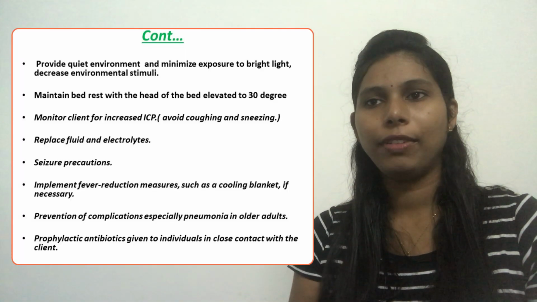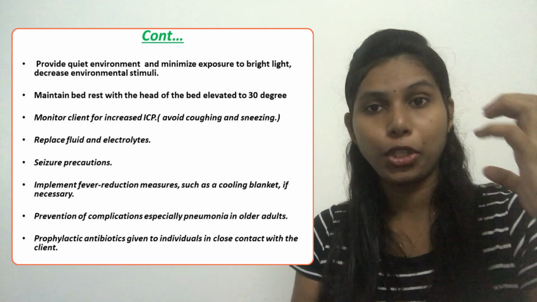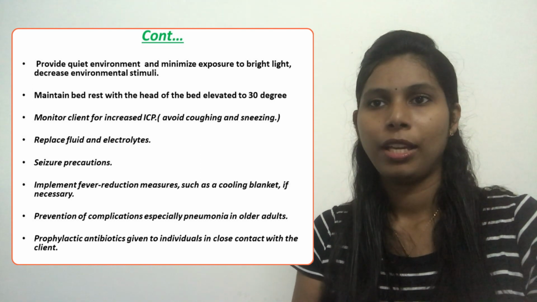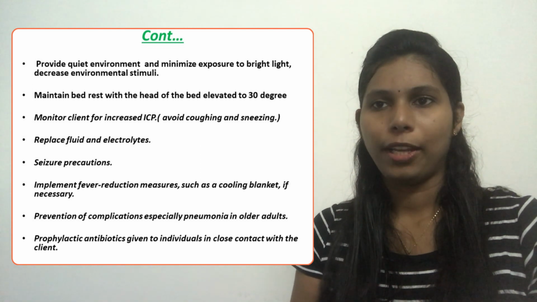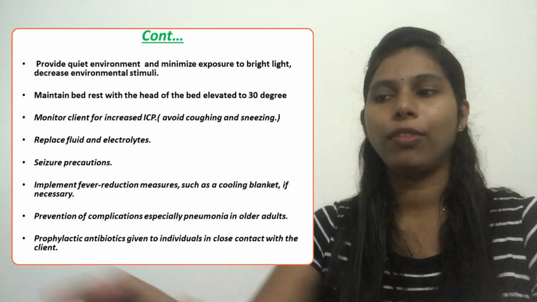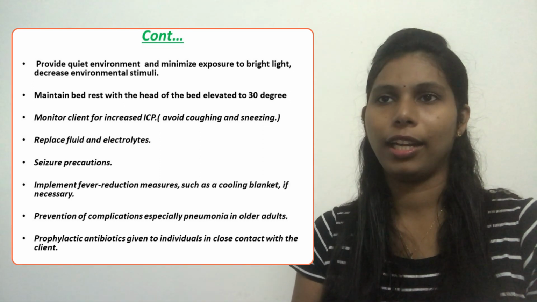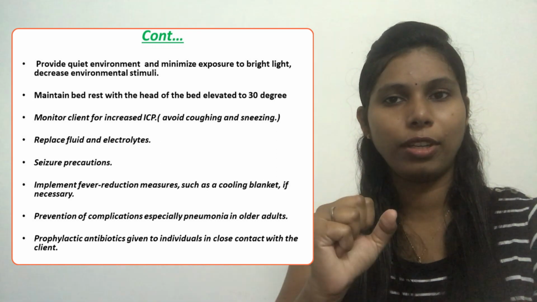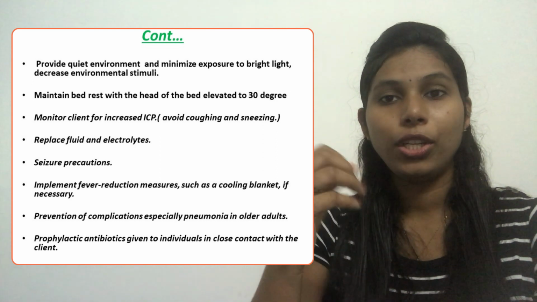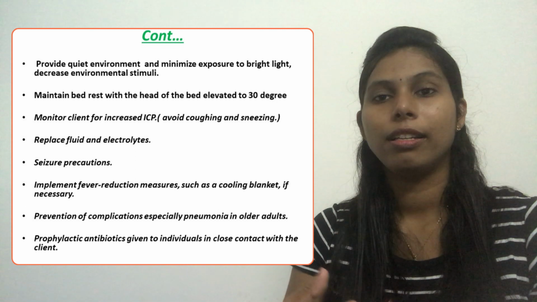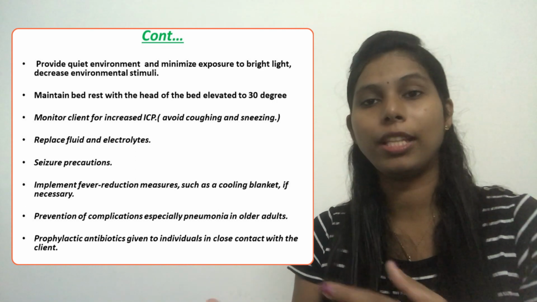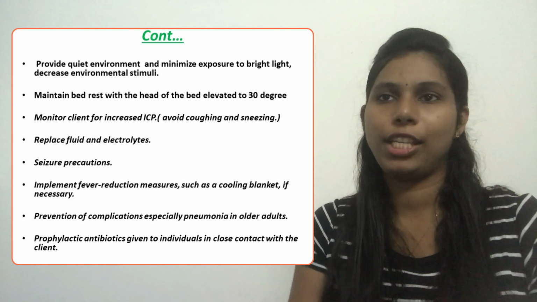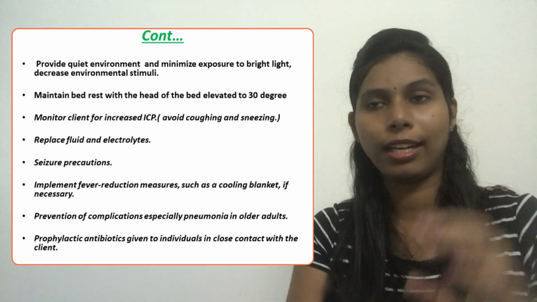Then the client should be provided with a very quiet environment and minimal exposure to bright light, because among the symptoms we studied, dislike of bright light is also a sign. Then decrease environmental stimuli. Maintain bed rest with the head of the bed elevated at least 30 degrees. Then monitor the client for increased ICP. What measures should we check for increased ICP? And what should we instruct the client? Try to avoid straining, coughing and sneezing, because that will worsen and increase the ICP. Then replace fluid and electrolytes.